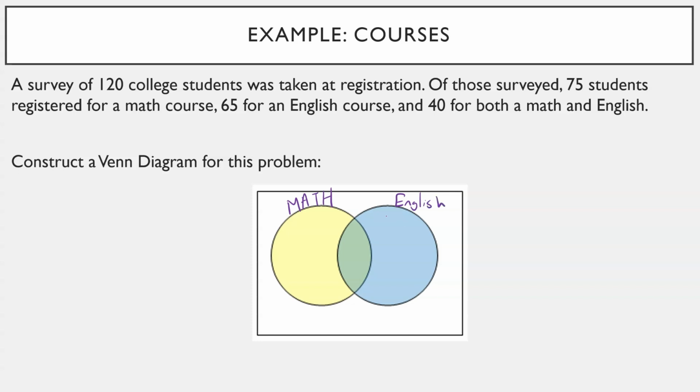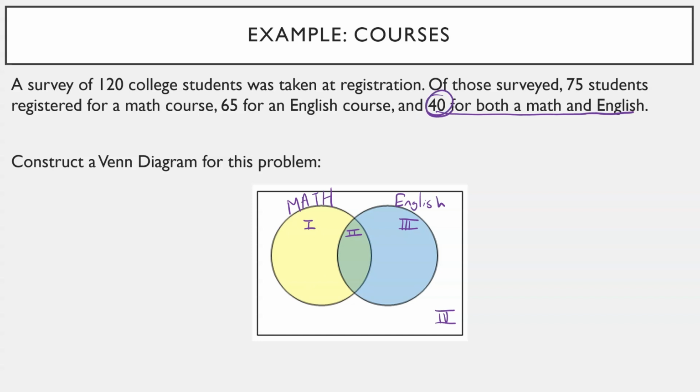All right, so here's the thing, you need to fill out this region, region 1. You need to fill out the overlap region, region 2. You need to fill out this region, region 3, and region 4, just like we had outside. So what is region 2? Region 2 are the students who are taking both a math and an English course.